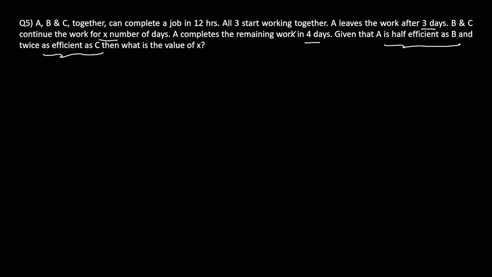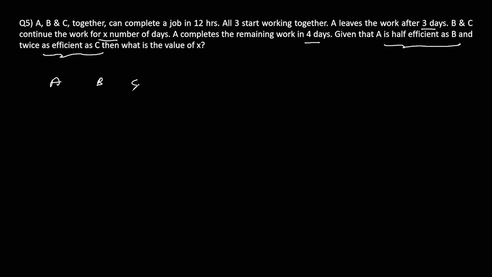Now, once again, the efficiencies are given to me. So rather than presuming a total unit of work, I will start my question by presuming the efficiencies for A, B, and C. What does the statement say? Given that A is half as efficient as B, whatever value you take for B, you will take half of that for A, and twice as efficient as C, so this value should be twice that of C. So if I take 2 over here, I'll get 1 over here and half over here.